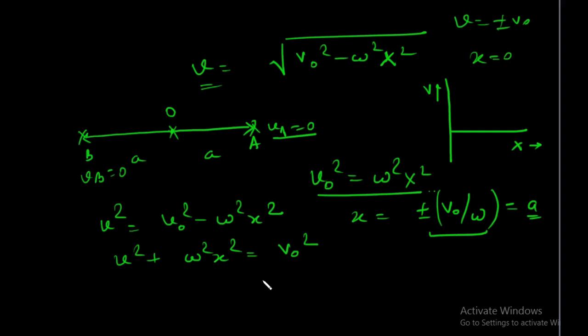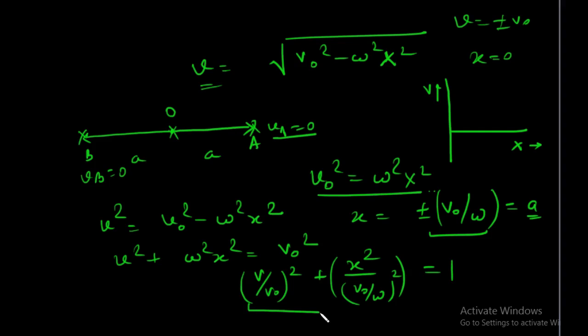We just divide the expression by v naught square. We have v upon v naught whole square plus x divided by v naught by omega, whole square, to be 1. This is the equation for ellipse. Alright, so I have a simple understanding that curve between v and x is ellipse. Alright, so what kind of ellipse?